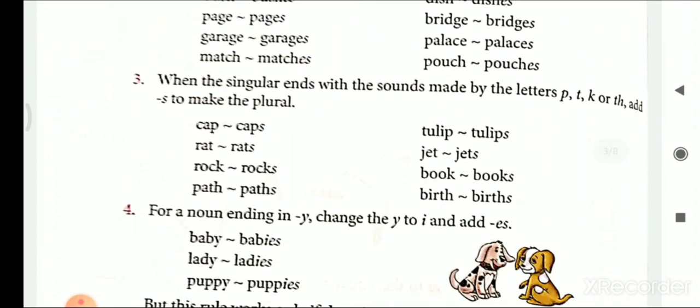The third point is, when the singular ends with the sound made by the letter p, t, k or th, add s to make it plural. When the last letter of the word is p, t, k or th, always add s, that is cap, caps; rat, rats; tulip, tulips.